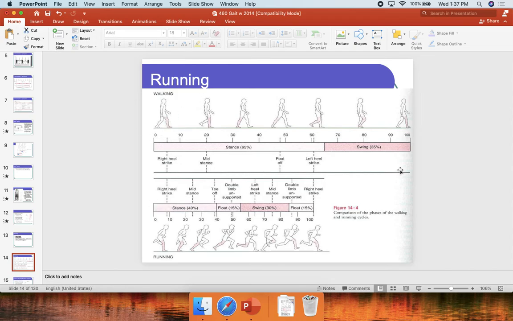So this is our walking graphic that I have shown you earlier, contrasted with our running graphic, where we have our stance and our swing phase, but with intermittent float or flight phases where there's not going to be any feet touching the ground. This finishes our basic introduction to gait.